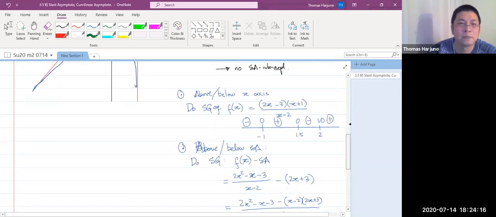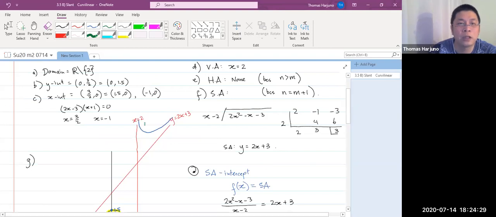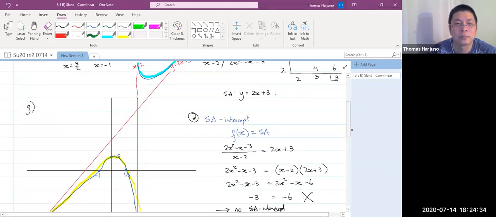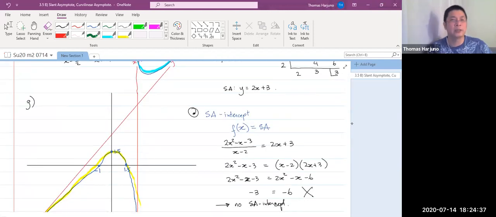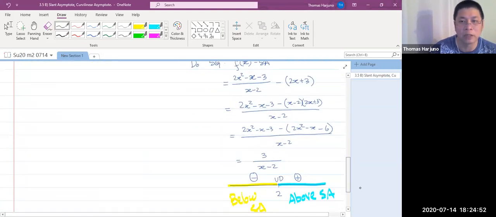Okay? So you see, between negative infinity to 2, it will be below the slant asymptote, right? And between 2 to infinity, it will be above the slant asymptote. Okay, that's the analysis. Let's do one more question like this, the one with slant asymptote. Yeah, because I always have that kind of question in my test anyway.